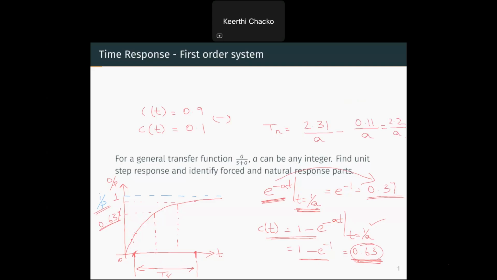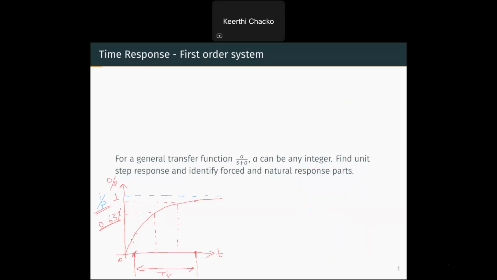The rise time is calculated from the response value at 90% and the response value at 10%, and we subtract both. So the 90% time is 2.31 divided by a, and the 10% time is 0.11 divided by a. The difference, 2.31/a minus 0.11/a, is 2.2/a. So the rise time is 2.2 divided by a.